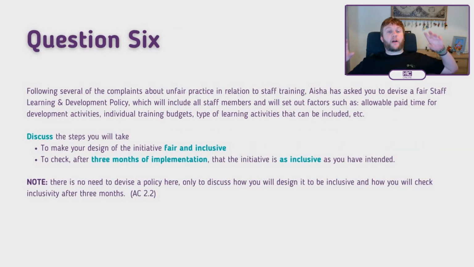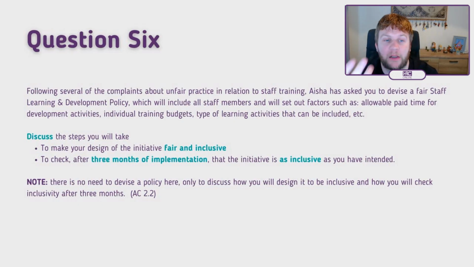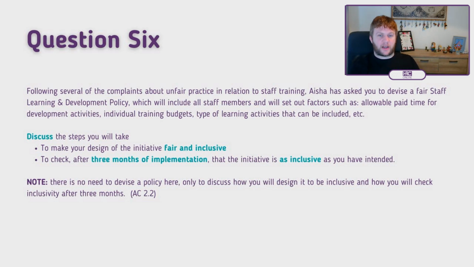Okay, question 6. Following several complaints about unfair practice in relation to staff training, HR has asked you to advise on a fair staff learning and development policy, which will include all staff members, and it will set out factors such as allowable paid time for development activities, individual training budgets, and types of learning activity that can be included. Discuss the steps you will take to make your design of the initiative fair and inclusive, and how you would check after 3 months of implementation that the initiative is as inclusive as you have intended. So there's a note here, which is there's no need to devise a policy, only discuss how you would design it to be inclusive, or how you would check its inclusivity after 3 months.